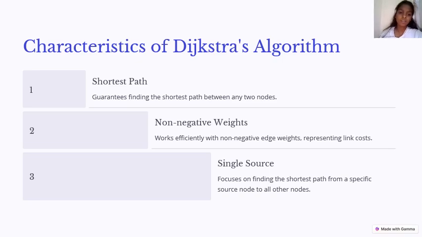And the next is non-negative weights. It works efficiently with non-negative edge weights representing the link's cost. This is about the non-negative weights. And the next is single source. It focuses on finding the shortest path from a specific node to all the other nodes. It is finding the shortest distance from a single source node to all other nodes. These are the three characteristics of Dijkstra's algorithm.